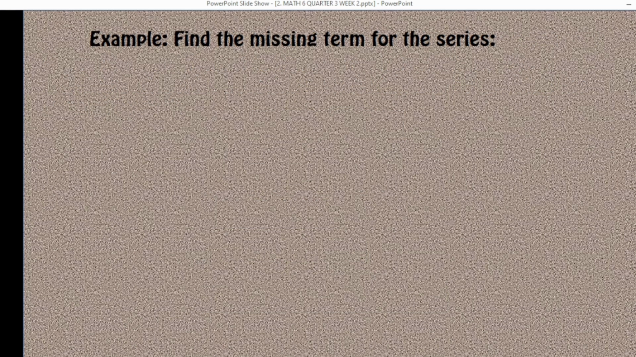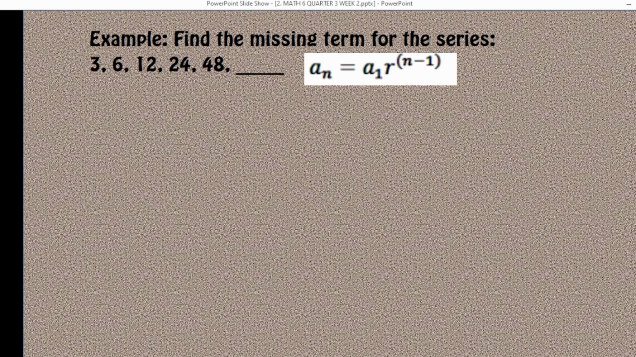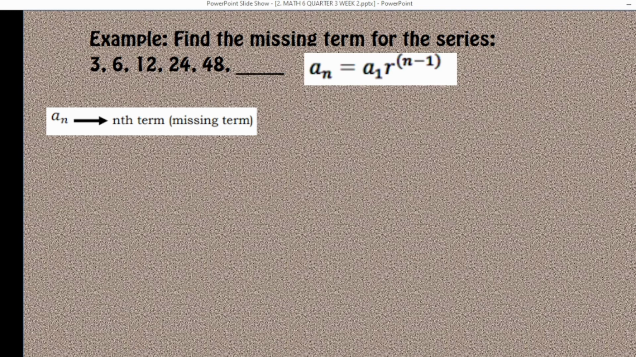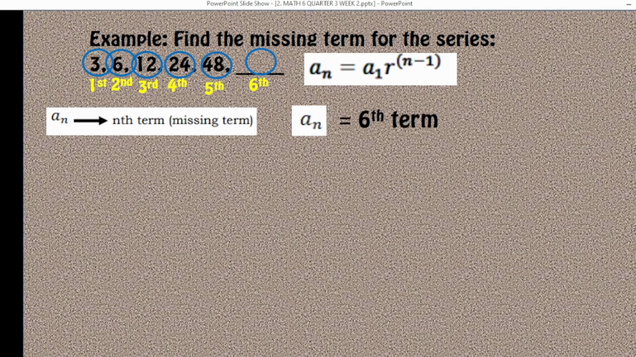So, let us have an example. Find the missing term for the series 3, 6, 12, 24, 48, blank. So, yun ang hahanapin natin. Using the formula an is equal to a1 r to the power of n minus 1. So, an, yun yung nth term or the missing term. So, pang ilan ba ang missing term? Bilangin natin. First, second, third, fourth, fifth, sixth. So, ang an natin o yung missing term ay sixth term.